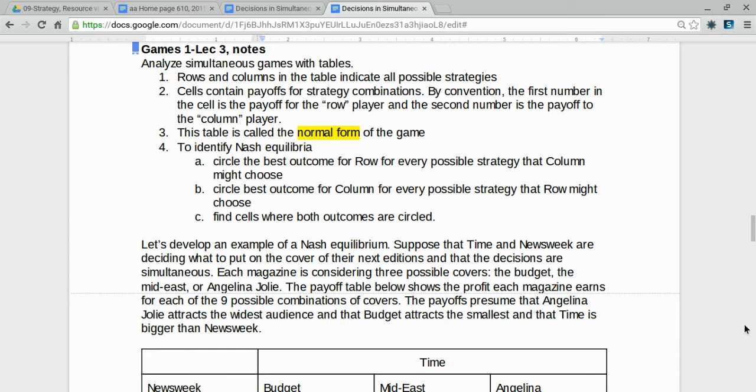Let's talk about how to analyze simultaneous games. We'll start with a very simple case. We'll have two players. The best way to analyze simultaneous games is with tables.